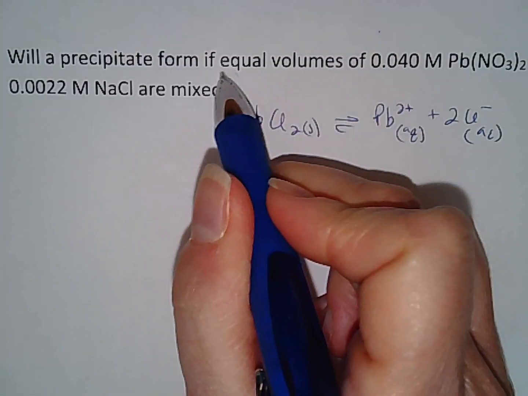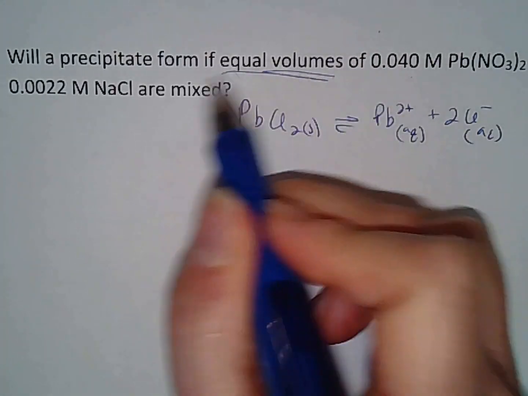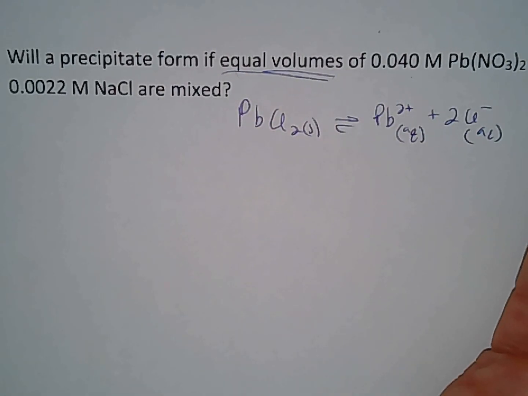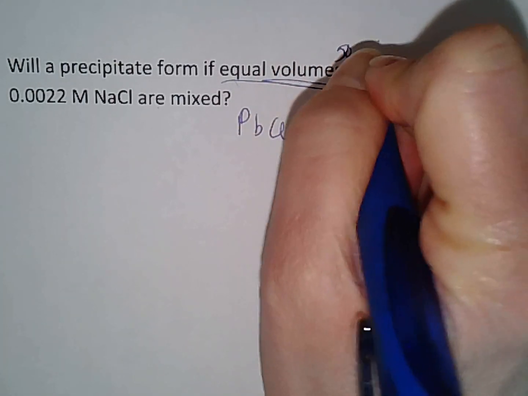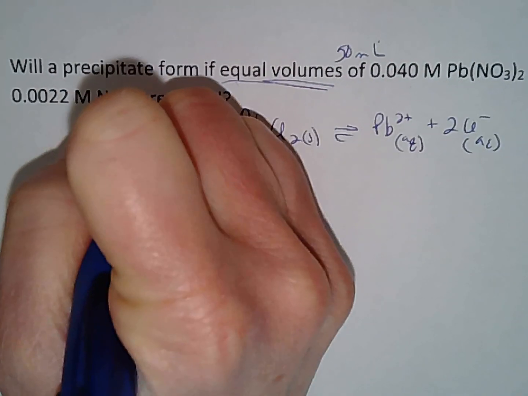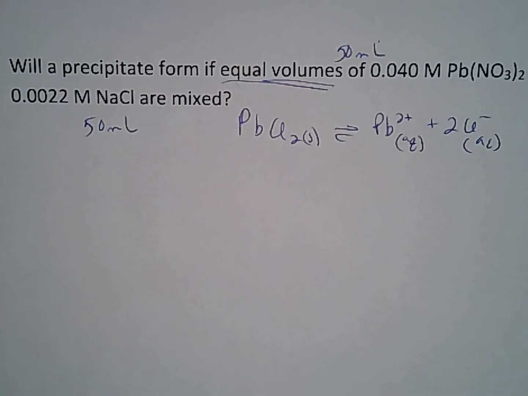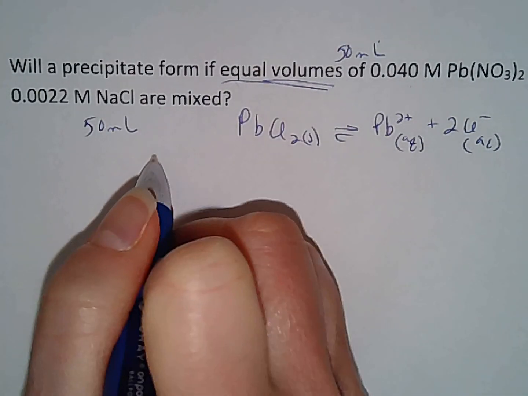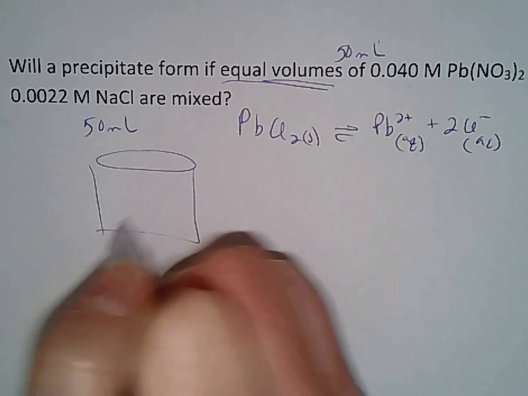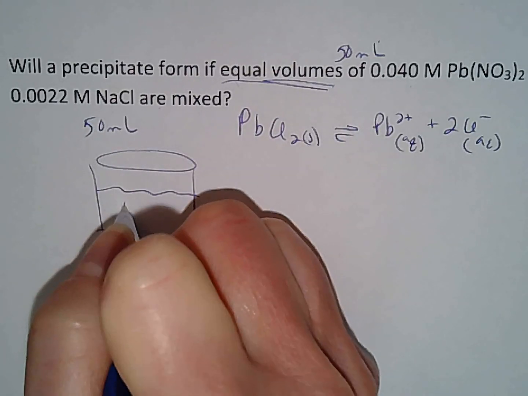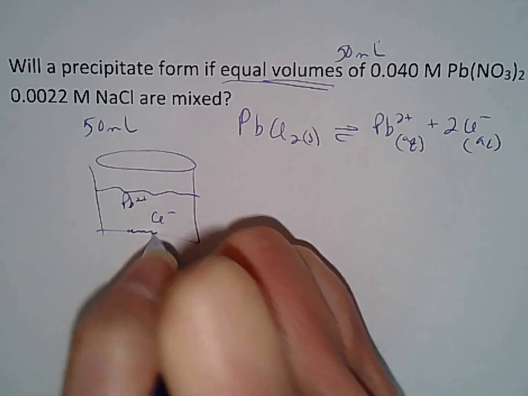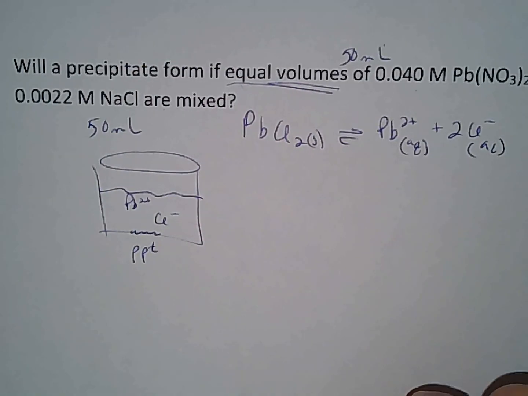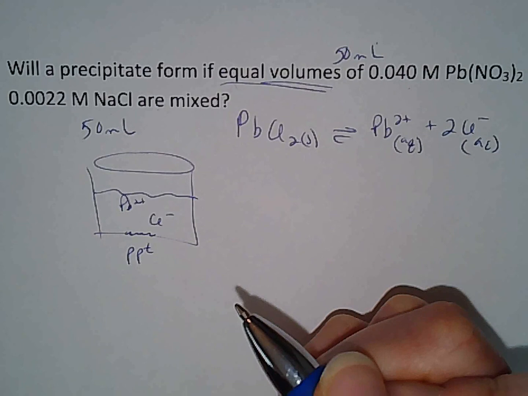Now, please note they are saying equal volumes of both of these, but I don't have volumes. So since I have equal volumes, I could make up numbers, and I'll show you why it doesn't really matter. So let's say I had 50 mL of this and 50 mL of that in the solution. So I have a beaker over here, and when I dump that lead in there and the chloride, when will it start to fall to the bottom and make a precipitate? That's the question at hand.